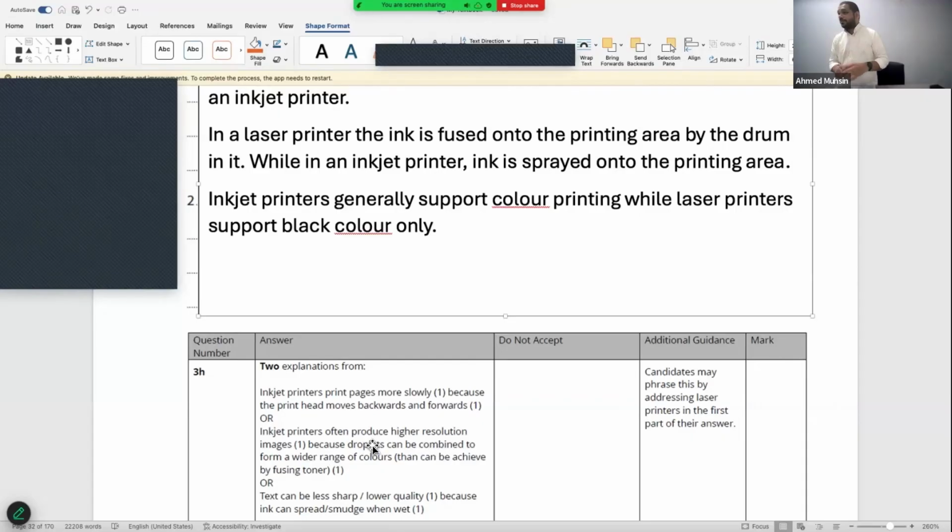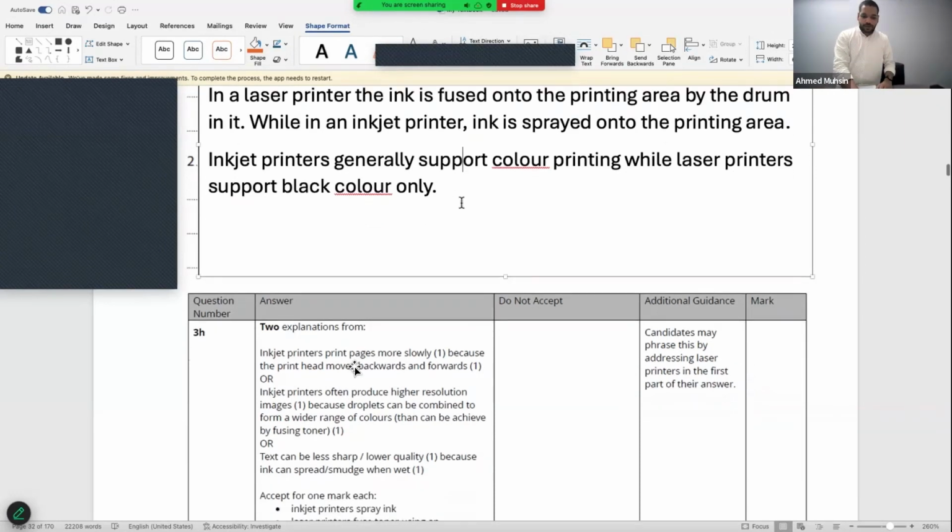How did we write that answer? In the marking scheme, they have said inkjet printers can support a wider range of colors than laser. How did we say it? We said inkjet printers support color printing, while laser printers support black color printing. Our wording was a bit different.